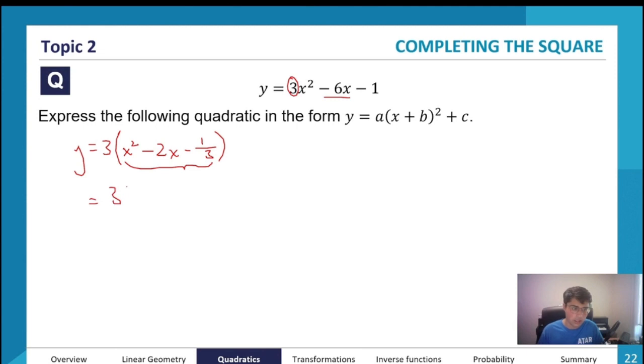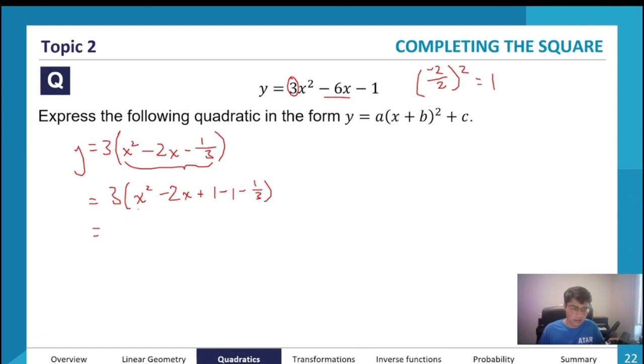So we've got x squared minus 2x. Our b term here is now negative 2. So we need to be thinking about negative 2 over 2 squared, what that's going to be. In this case, negative 2 over 2 is negative 1, and then we square that, we're going to get 1. So we'll write plus 1 minus 1, minus 1/3.